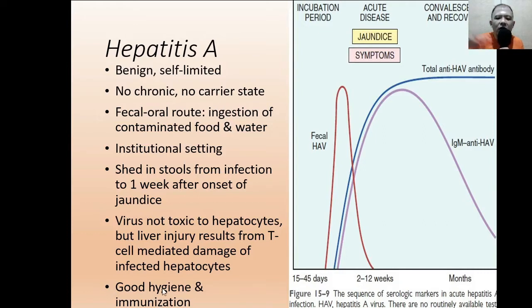So looking at the graph, this is the virus. You can have the buildup of antibodies, it doesn't have to wait until the fecal virus has gone down. So there will be a point where the antibodies will start to build up even when the virus is still there.